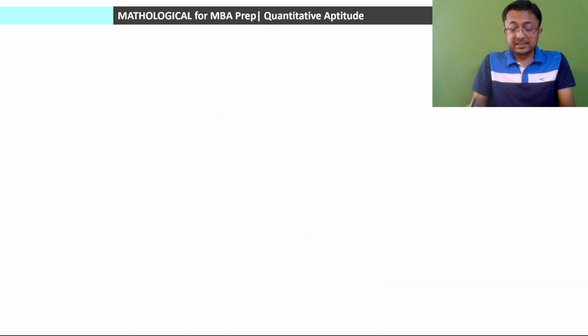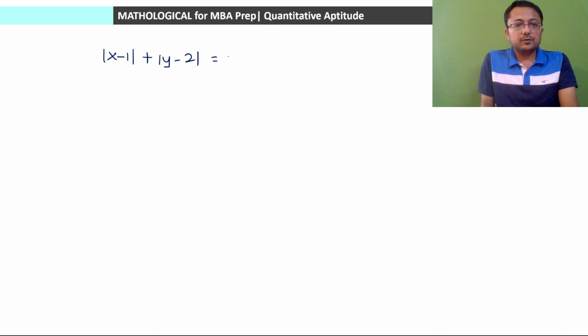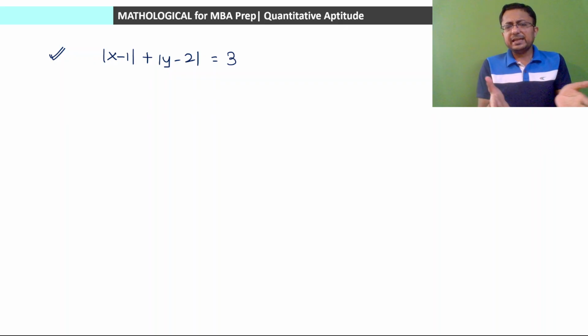Let us take another example. Let us say our next example is mod of x minus 1 plus mod of y minus 2 is equal to 3. So what should be the graph? Up till now, in all cases, we had taken mod of x and mod of y, but not mod of x minus 1 or mod of x minus 2 or mod of x minus 3. In this case, we are taking mod of x minus 1, that is, distance of x from 1.